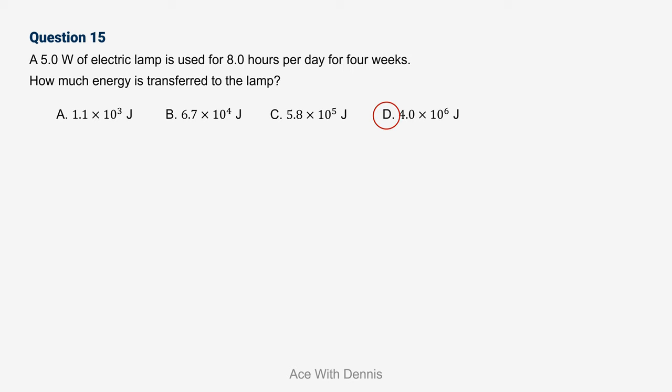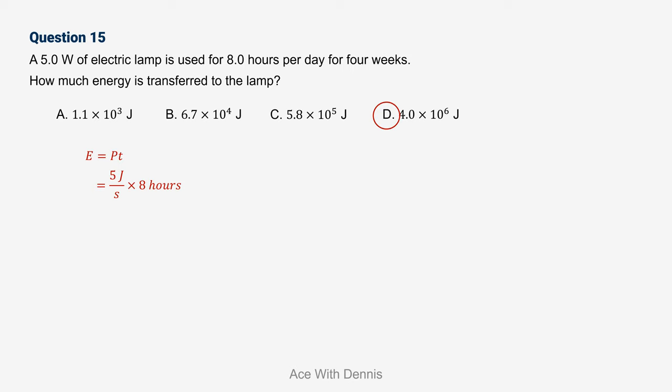So to calculate this value, we start from the formula E equals Pt, which is the energy equals power multiplied by the time. Given the power is 5 watts, or 5 joules per second, and it is used for 8 hours.